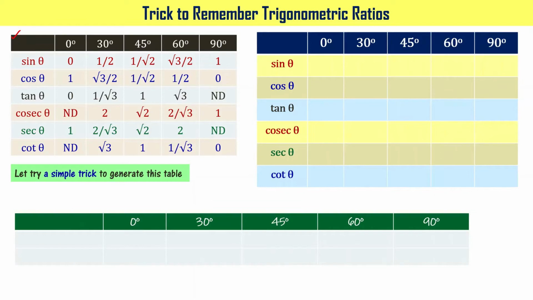You see here I have written 0, 30 degrees, 45 degrees, 60 degrees and 90 degrees, right? To begin with, let me write numbers 0, 1, 2, 3 and 4. Okay, we are done with first step. We have written numbers 0, 1, 2, 3 and 4, right? Now let me write square root to all these numbers. Right, you have done second step also. Now what I'm going to do is I'm going to divide every number with number 2.